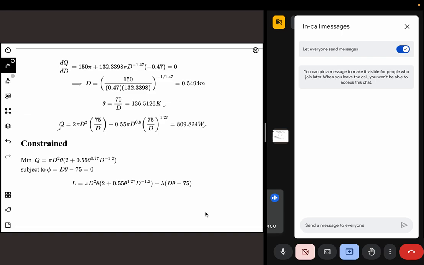The other way to solve it is using a constrained problem, where you write it using your Lagrange function. So this is my objective function plus lambda times your constraint, and you try to make the gradient of this L equal to 0.